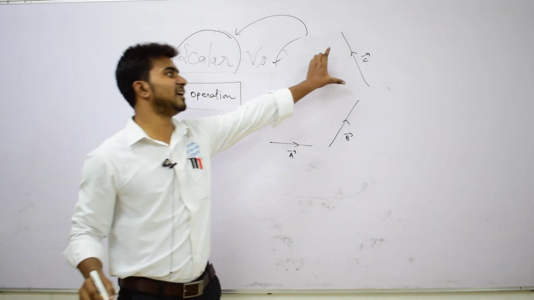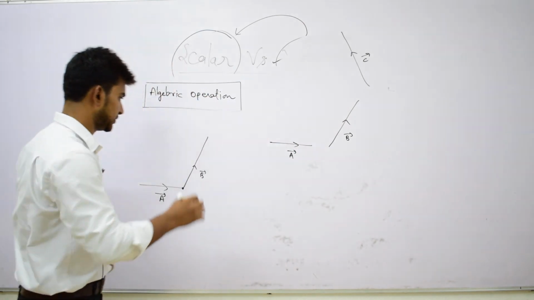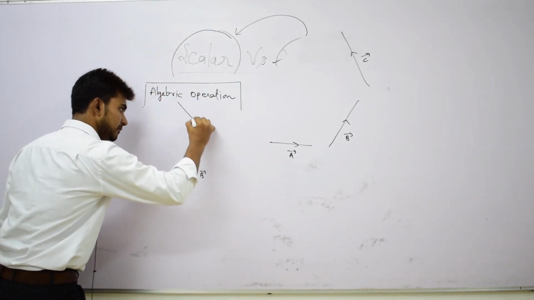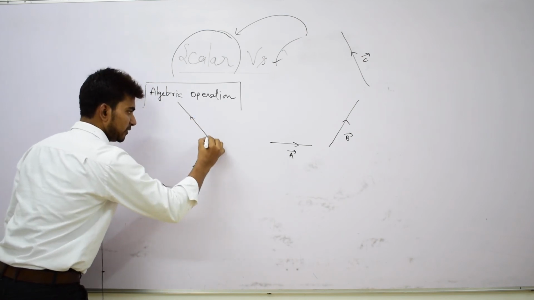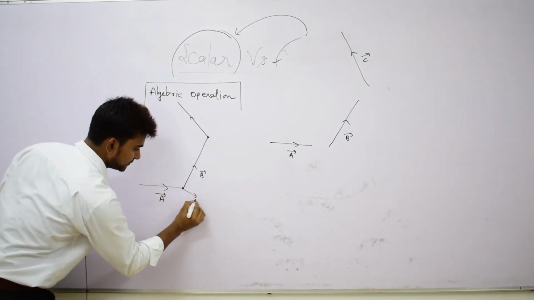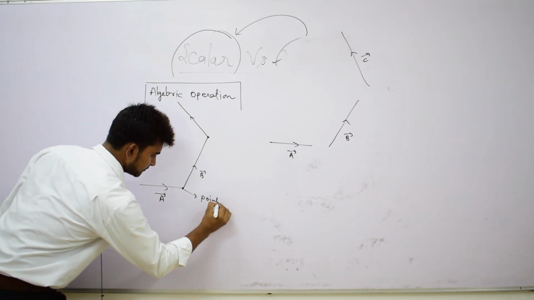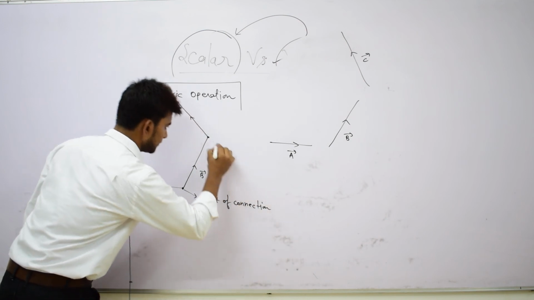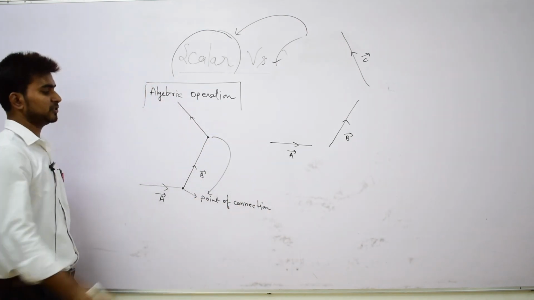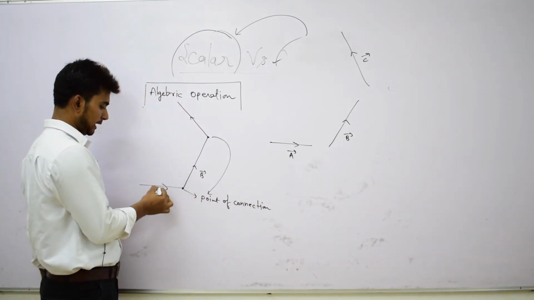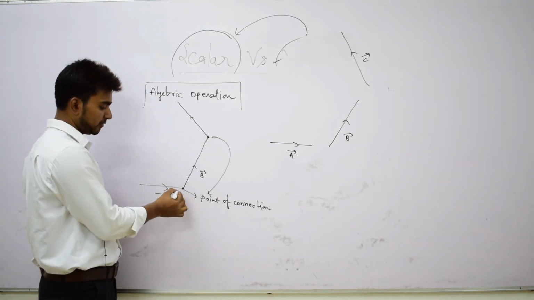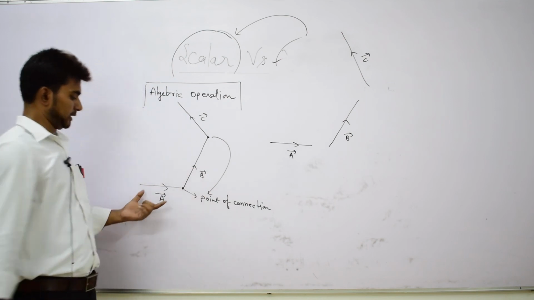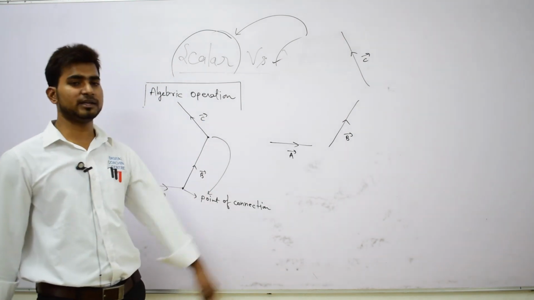Now from vector B we have to add this vector C also. So this is the connection point where we have to add vector C. And this is also a point of connection. At the point of connection we have to add the head of one and the tail of another. So this is our vector C. This is our vector A, it is vector B, and it is vector C.